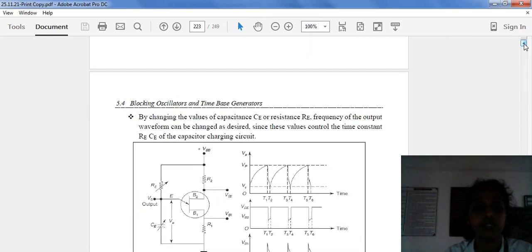As the voltage increases, the capacitor charges, and the capacitor discharges as it falls to 0. Then again it charges and discharges, and the process continues. Thus it forms a sawtooth waveform, and this UJT can be used in many applications.